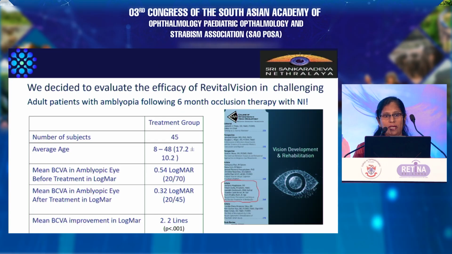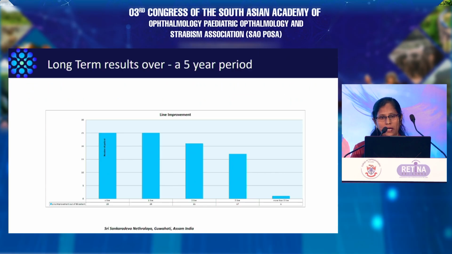So we decided to evaluate the efficacy of Revital Vision in adult patients who had used occlusion therapy with no improvement. In 45 patients, we found that the improvement was from 0.54 to 0.2 logMAR units, almost 2.2 lines, which has been published. And now I have done long-term results over a 5-year period of 89 patients. 25 patients remained the same, and all the others had visual improvement, either 1 line, 2 lines, 3 lines, or more than 3 lines, and they have been maintaining it all these 5 years.